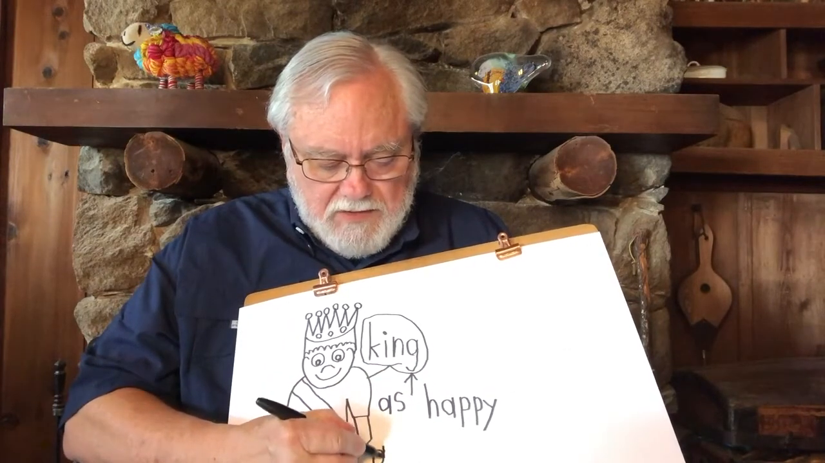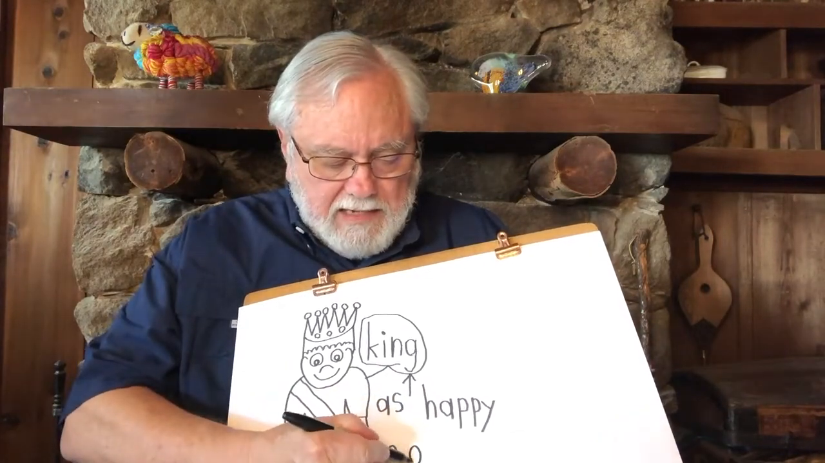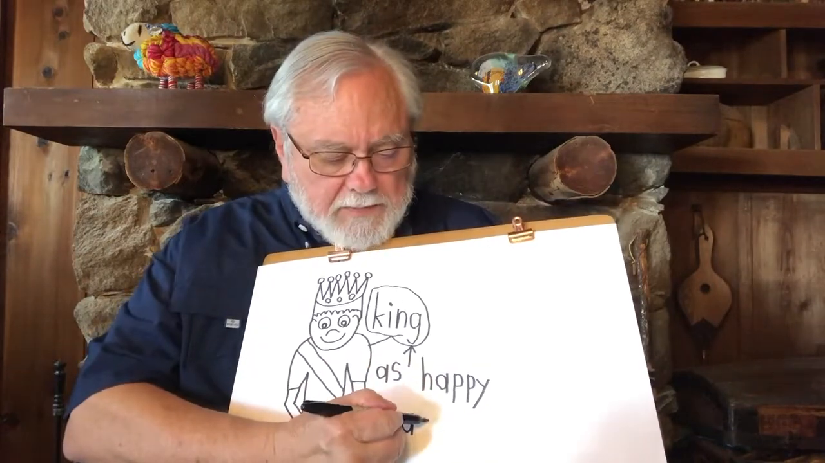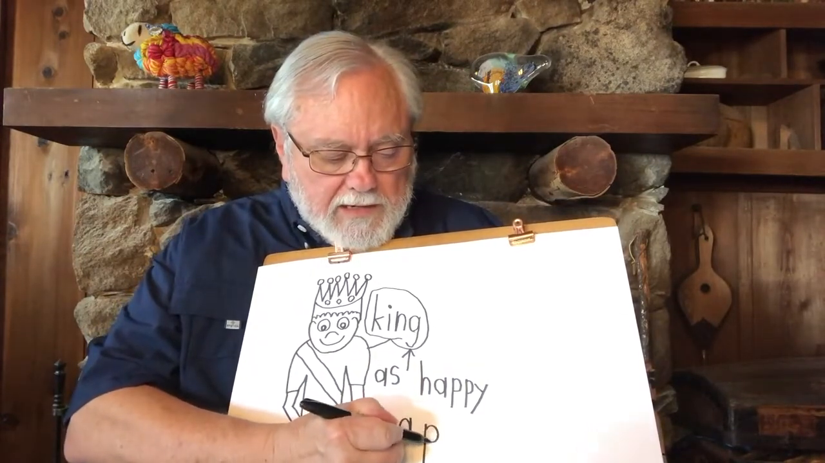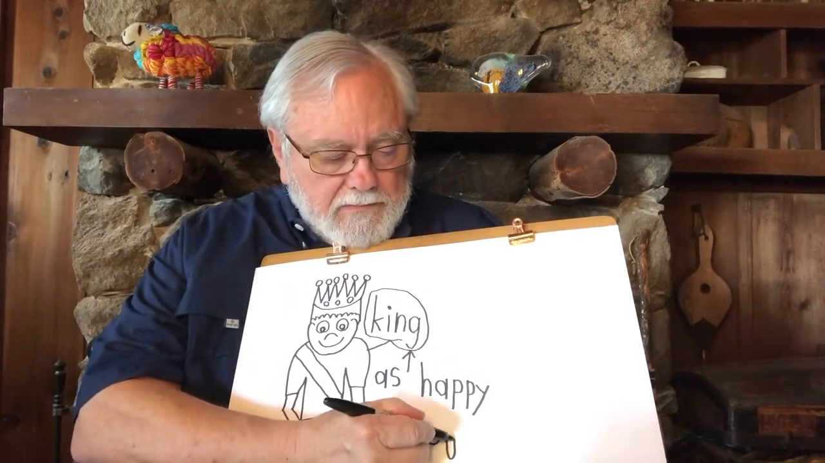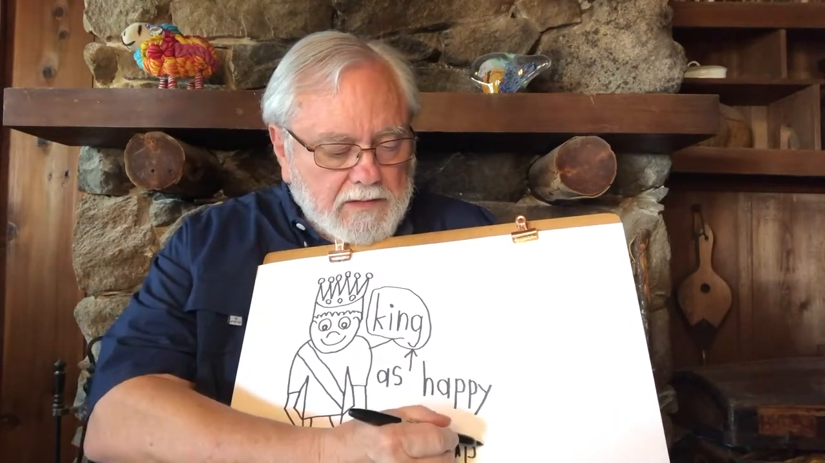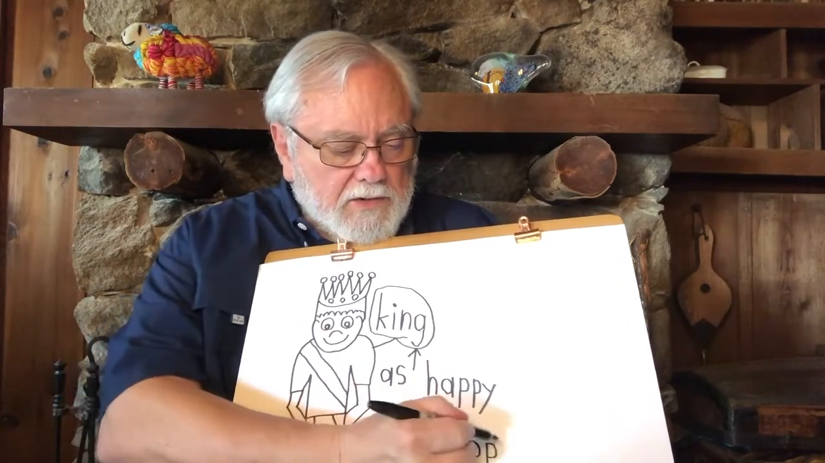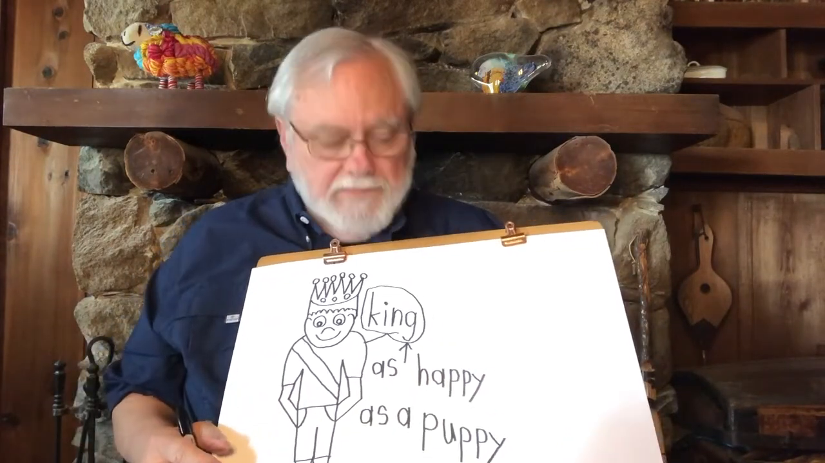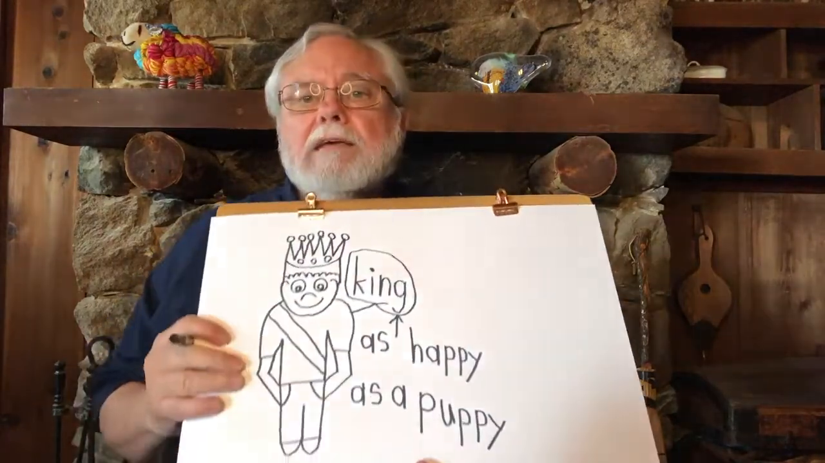Now we need to write as again with an A and an S. As happy as a... What can you think of that's happy? I think these are happy. See if you can figure out what word I'm writing. As happy as a p, p. Again, the Y at the end of the word is saying E. So what word did I write? As happy as a puppy. So we made that into a simile.